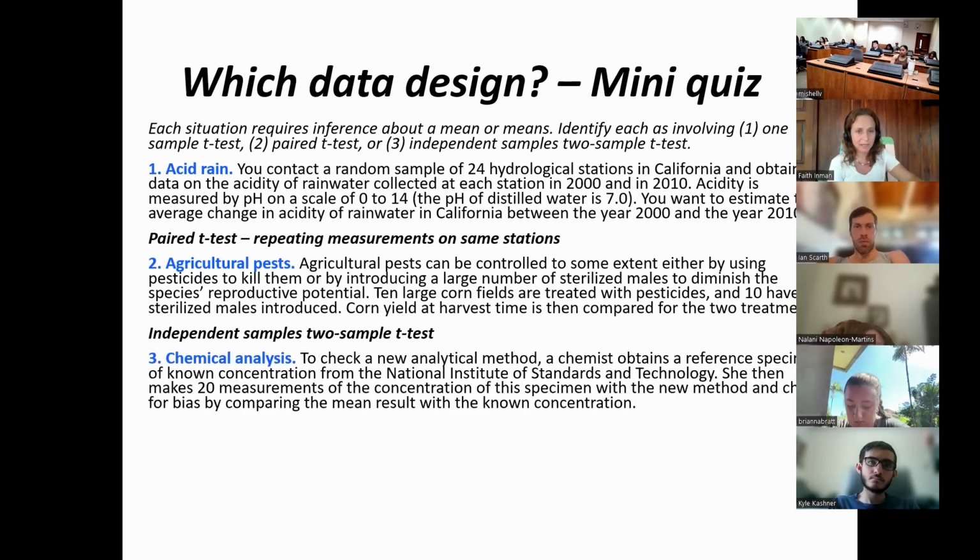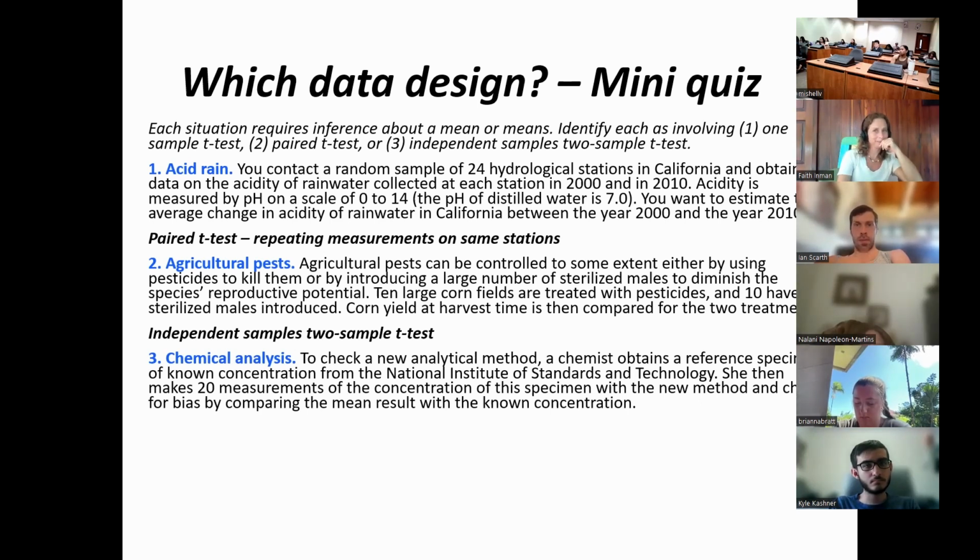Next one, chemical analysis. To check a new analytical method, a chemist obtains a reference specimen of known concentration from the National Institute of Standards and Technology. She then makes 20 measurements of the concentration of this specimen with the new method and checks for bias by comparing the mean result with the known concentration. Okay, what do we think? Is this the one sample t-test, paired t-test, or two sample independent test?